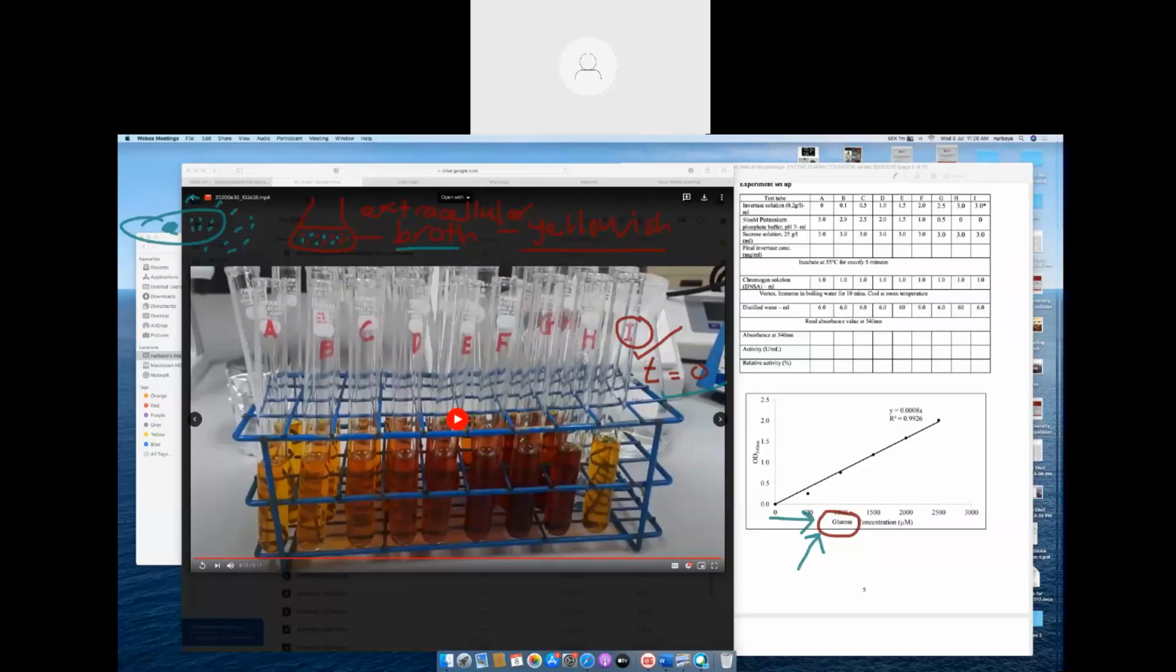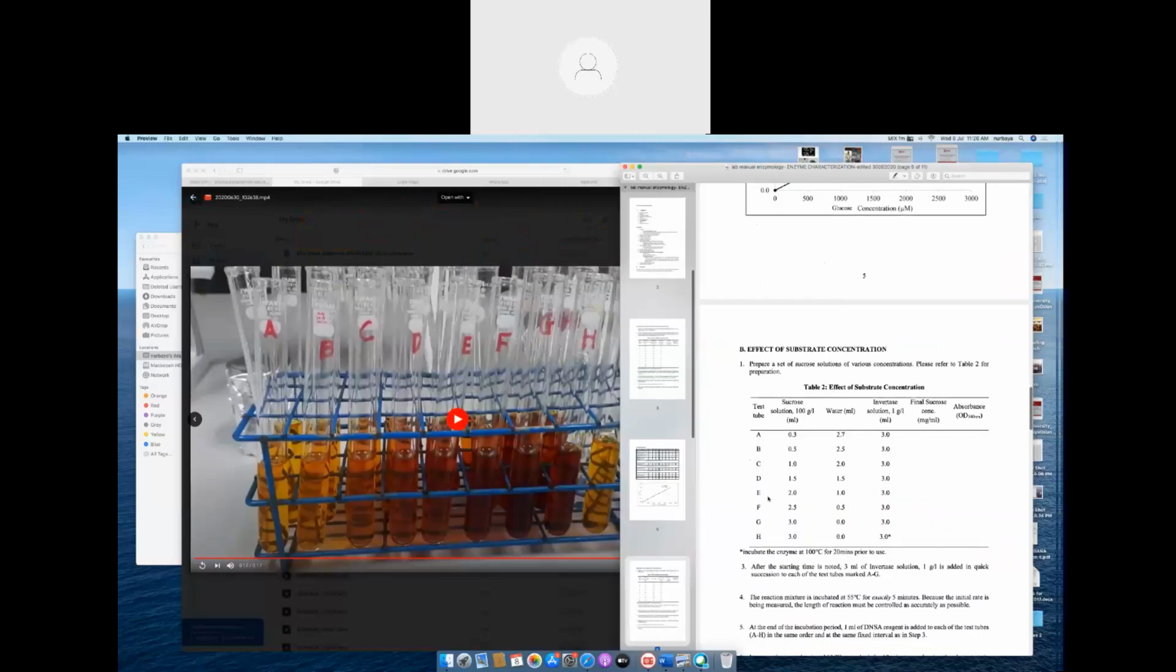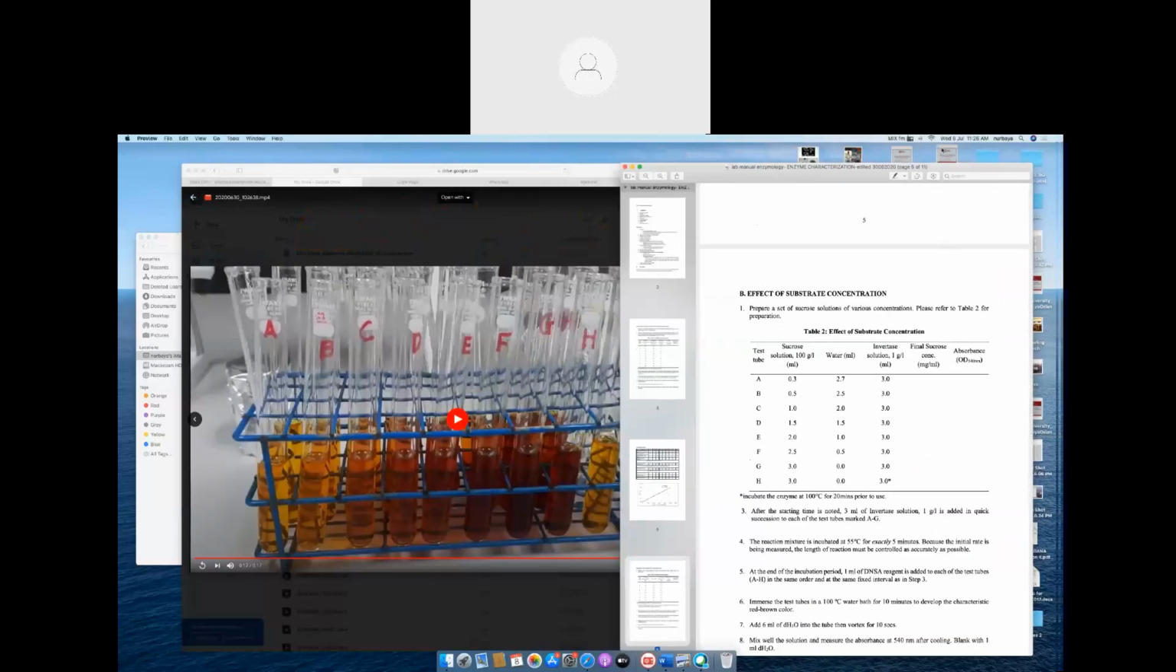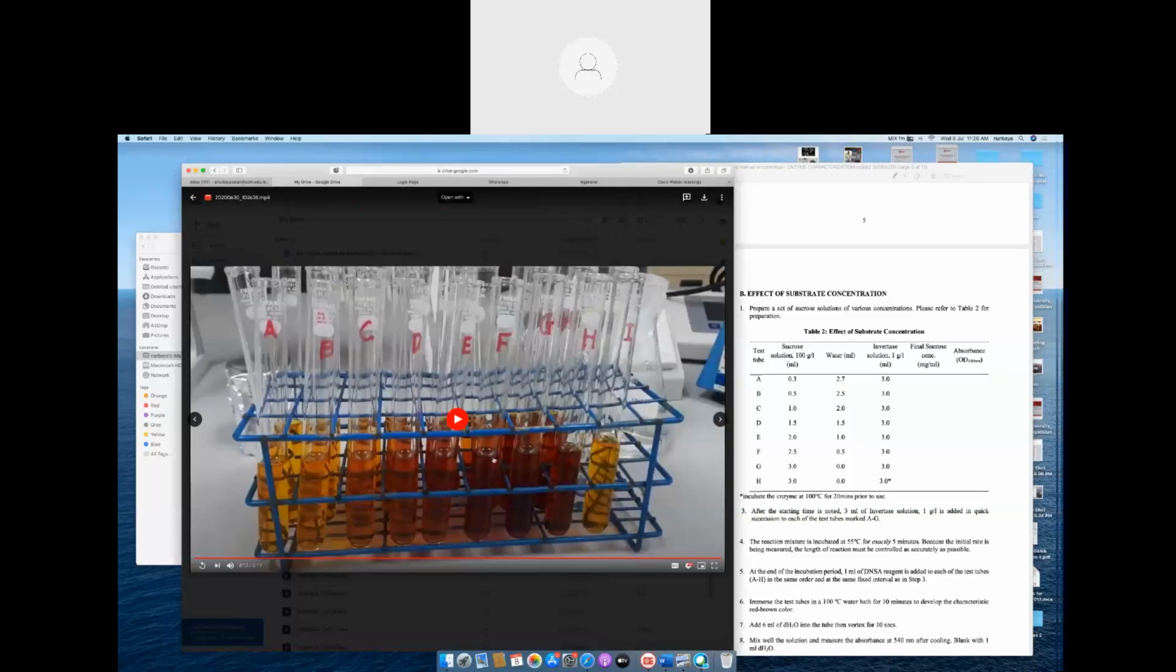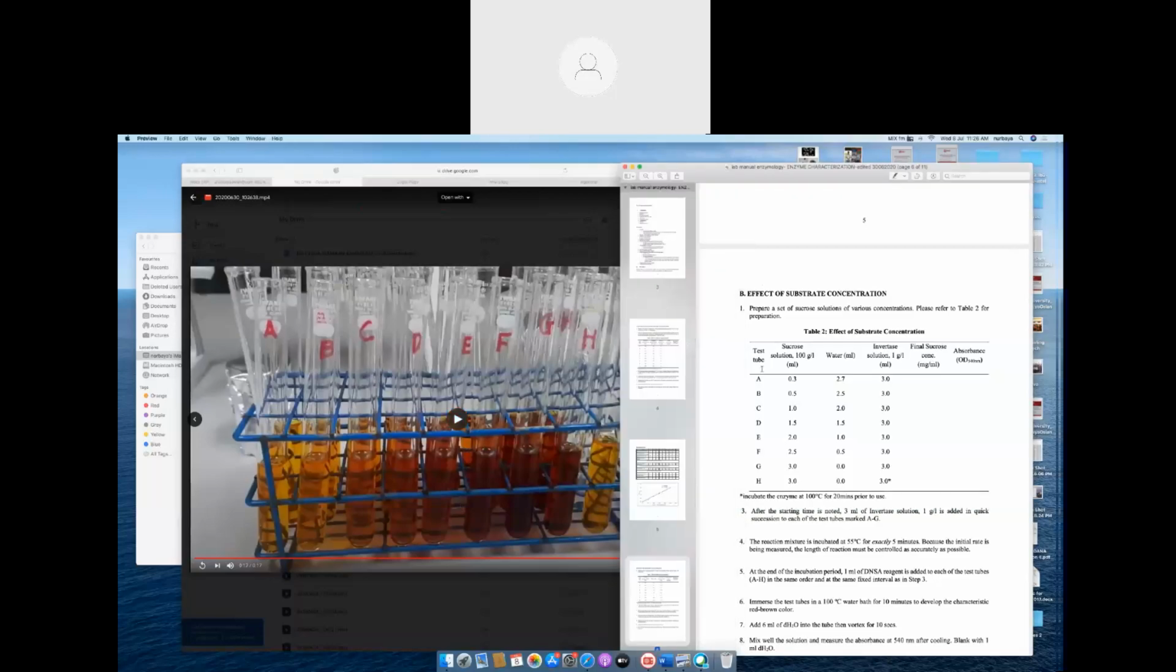Okay, so is it okay, Toba? Okay, so now we move to the second part. Now we have the effect of substrate concentration. It will be almost similar to the previous experiment. So now we are going to label the tube.